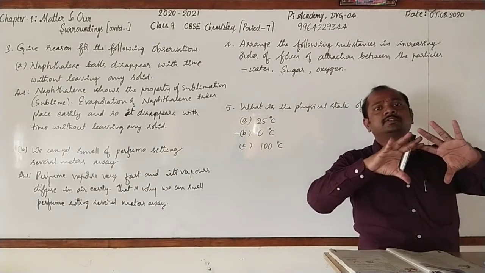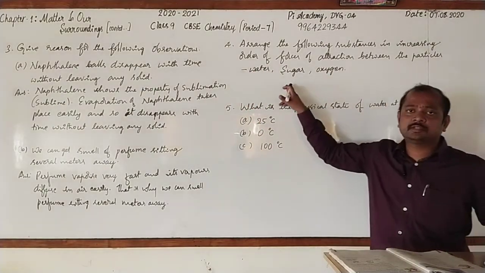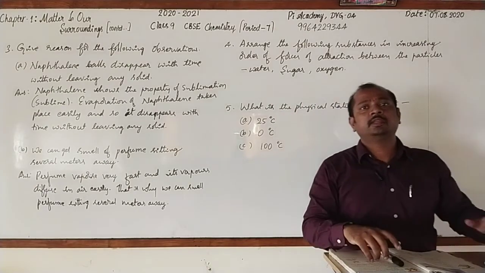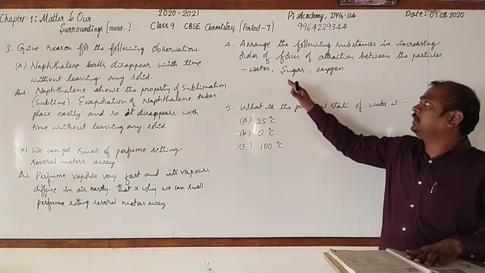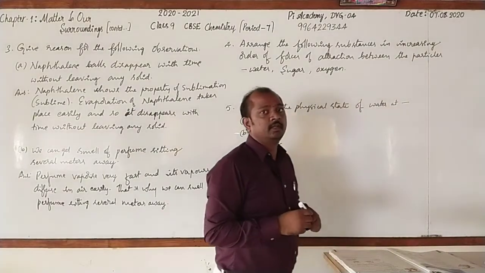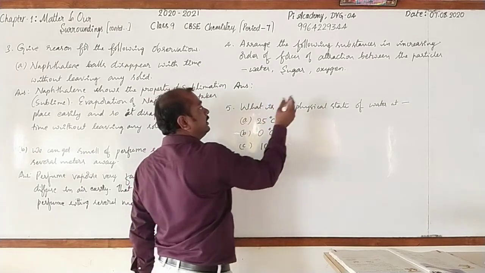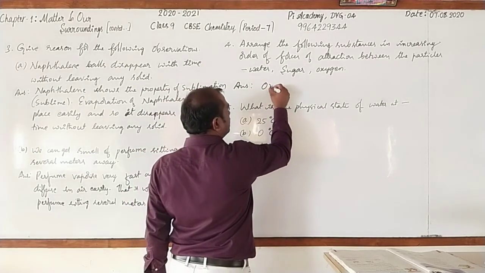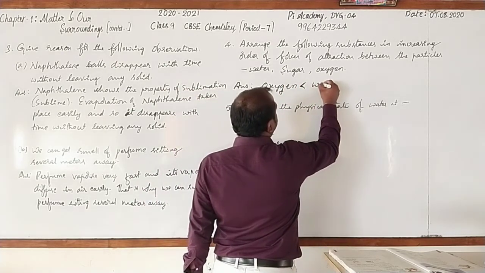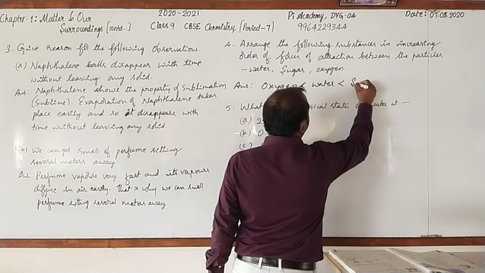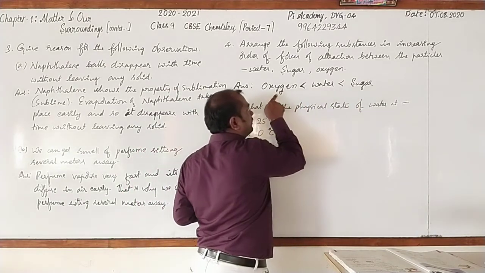As a result of it, the particles are moving randomly. Then maximum it is in case of sugar because it is a solid. In solid, the particles are held with a greater force of attraction. And water, it is moderate. Therefore, we can arrange them in the increasing order like this. First, intermolecular force is least in oxygen. Then followed by water. Then after that, it is sugar. So here, the intermolecular force is increasing.